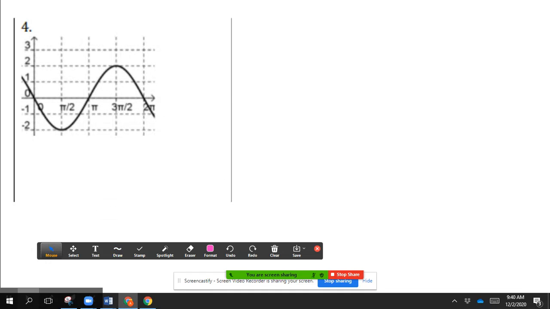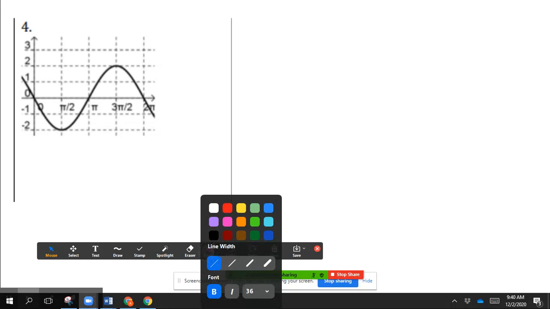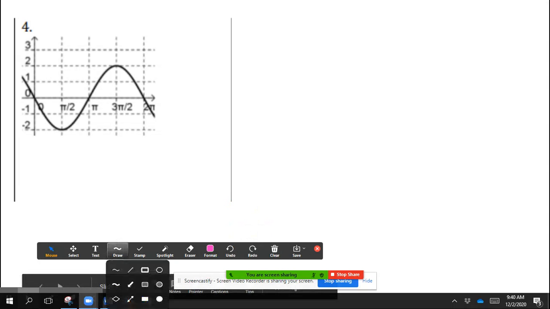Next example, I am going to identify first the midline. And I can see that my midline is here. Again, it's the x-axis at y equals 0. Okay. I can clearly identify that one cycle of the graph, it's a sine function because it starts at the midline, minimum, midline, maximum, back to the midline.